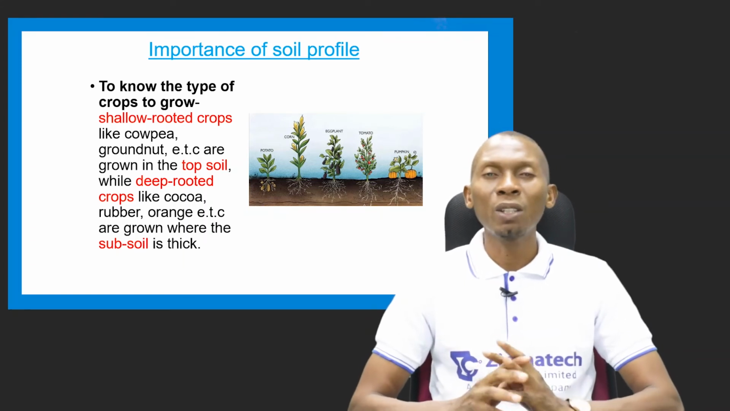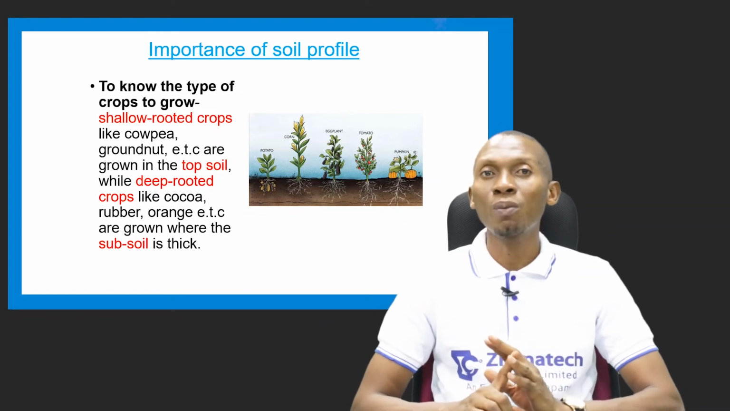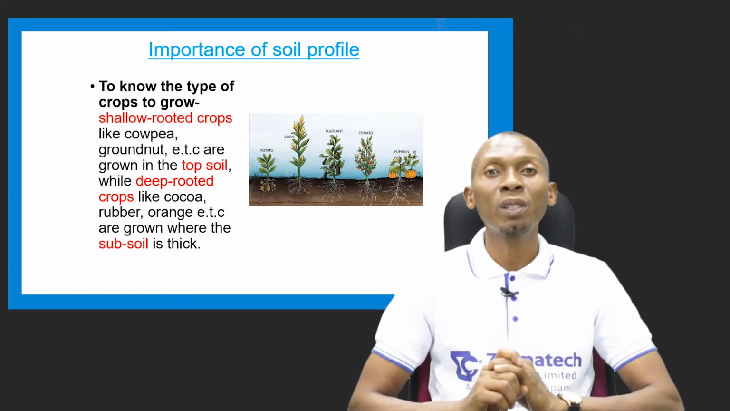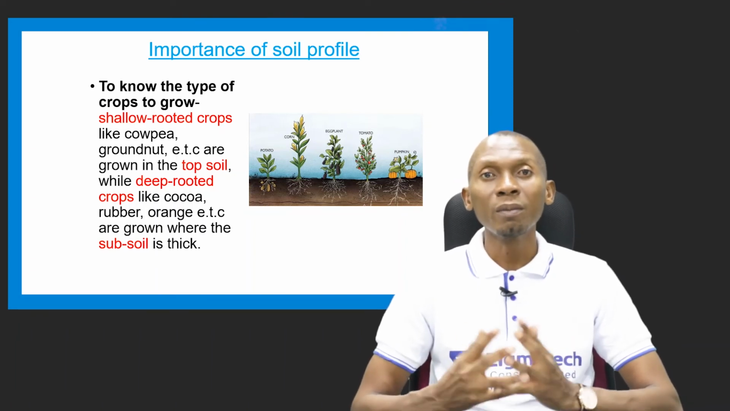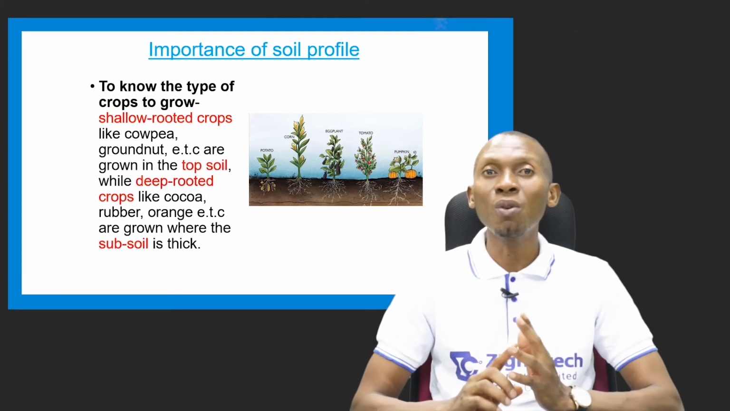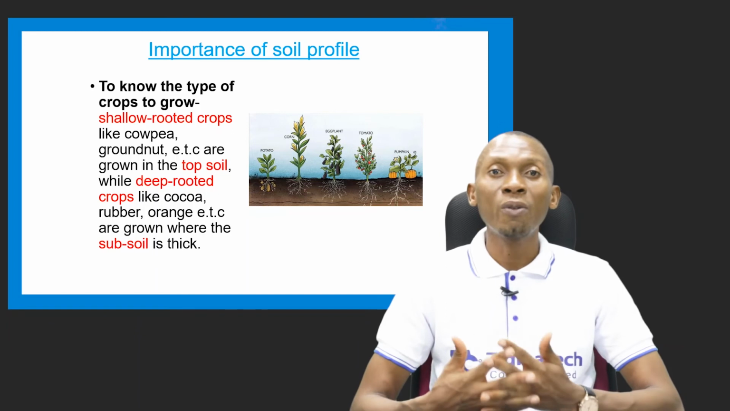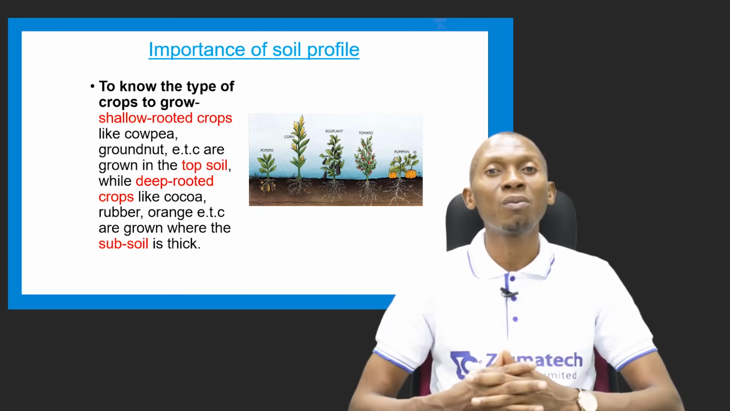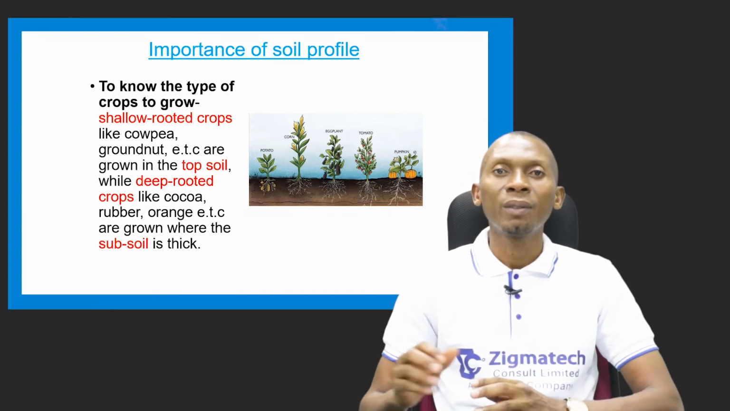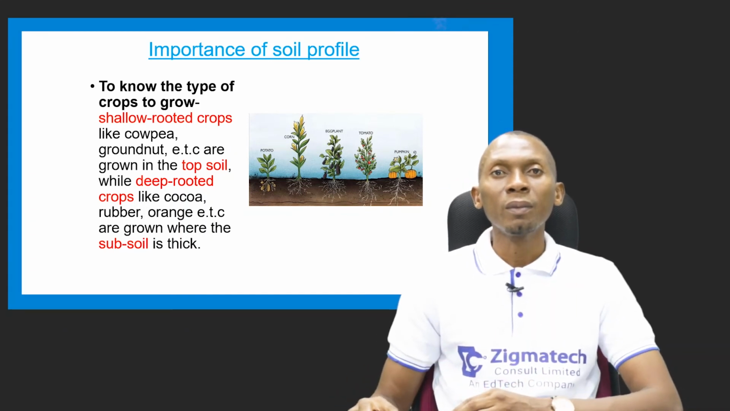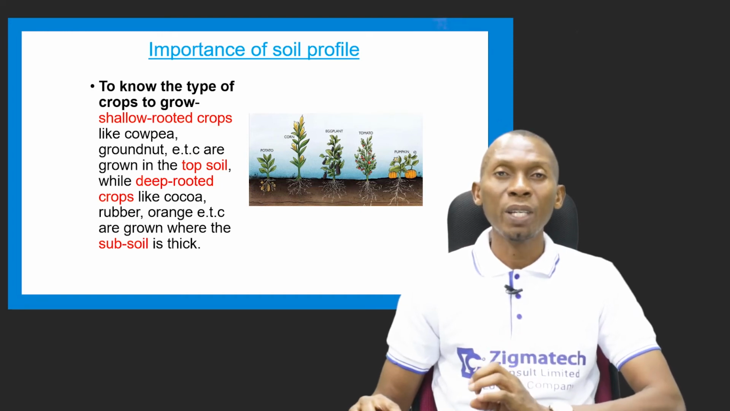Remember, I talked about shallow-rooted crops and I talked about deep-rooted crops. So you can see that shallow-rooted crops like groundnut, maize, cowpea, and vegetables grow on the topsoil, while deep-rooted crops like our tree crops, oranges, lemon, rubber, cocoa, grow in the subsoil, which has to do with the B horizon.